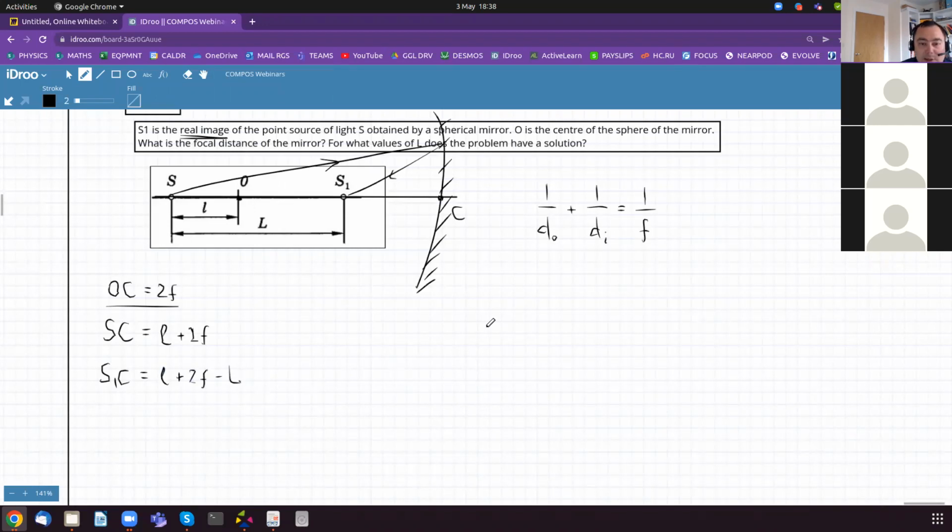Great. All right, now we use this formula. And as I said, it's going to be a mathsy one. So 1 over D naught, I'm going to type 1 over D naught.